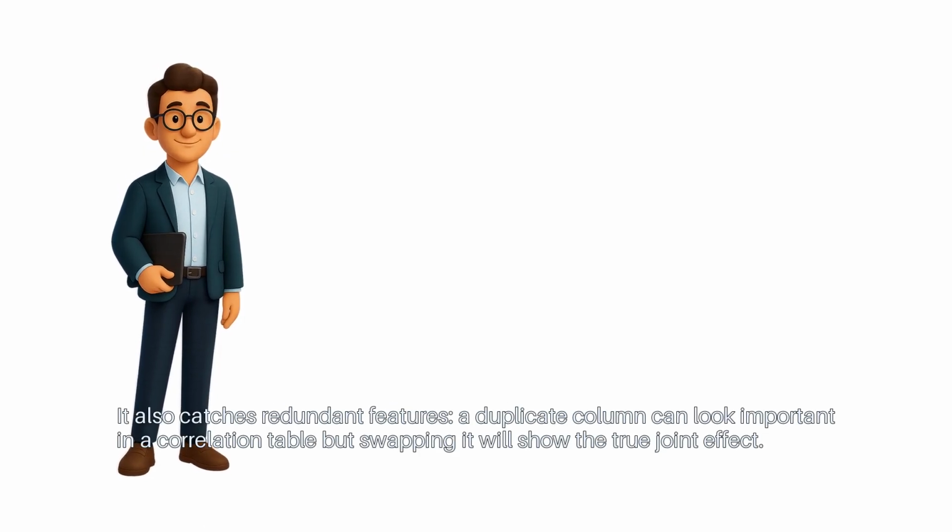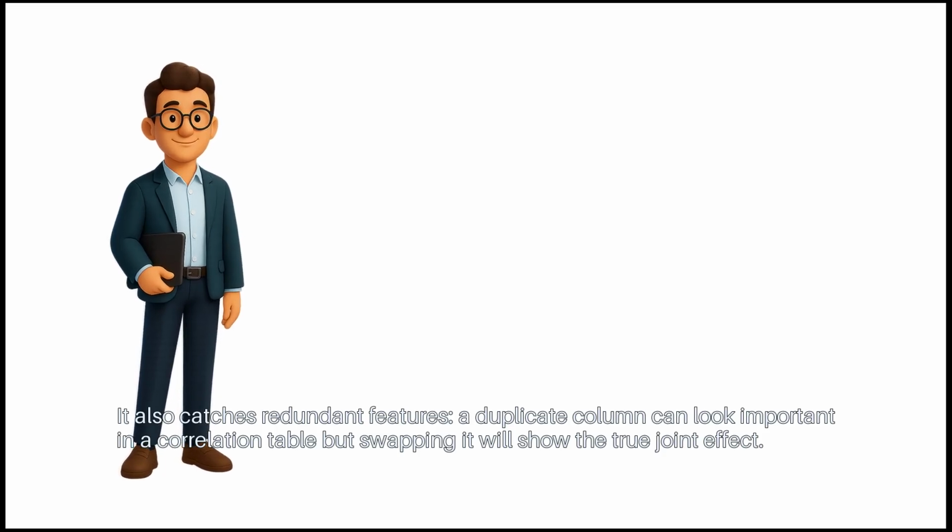It also catches redundant features. A duplicate column can look important in a correlation table, but swapping it will show the true joint effect.